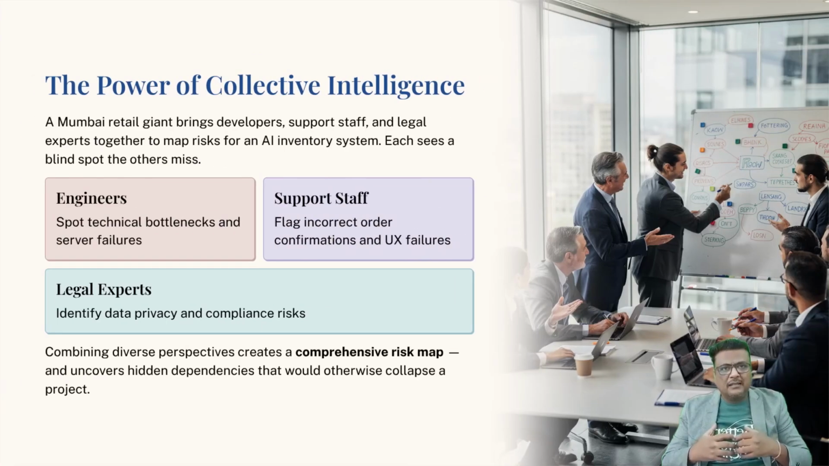Imagine a retail giant in Mumbai gathering their developers, customer support staff, and legal experts in one room to talk about an upcoming AI-driven inventory system. The developer worries about server crashes, the support staff worries about incorrect order confirmations, and the legal expert worries about data privacy laws. This is what we call expert judgment. The standard encourages us to use the collective knowledge of the organization to identify risks. In simple terms, it means getting the right people in the room to share their nightmare scenarios.